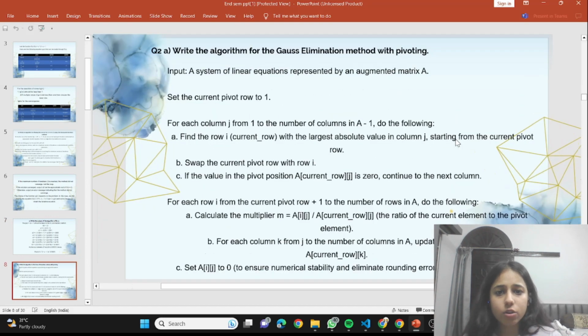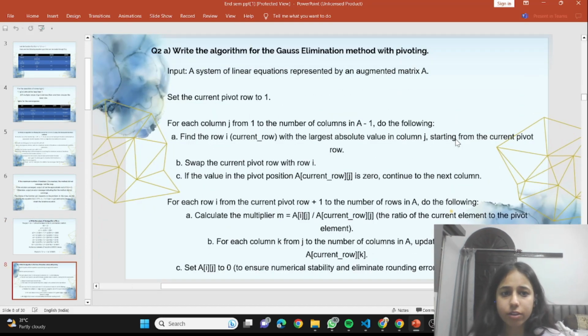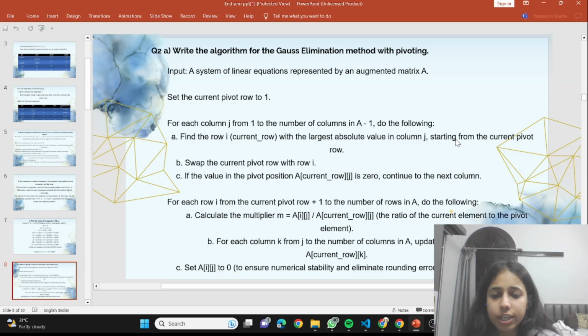Question 2. Write the algorithm for the Gauss elimination method with pivoting. Input a system of linear equations represented by an augmented matrix A. Set the current pivot row to 1. For each column J from 1 to the number of columns in A minus 1, do the following.